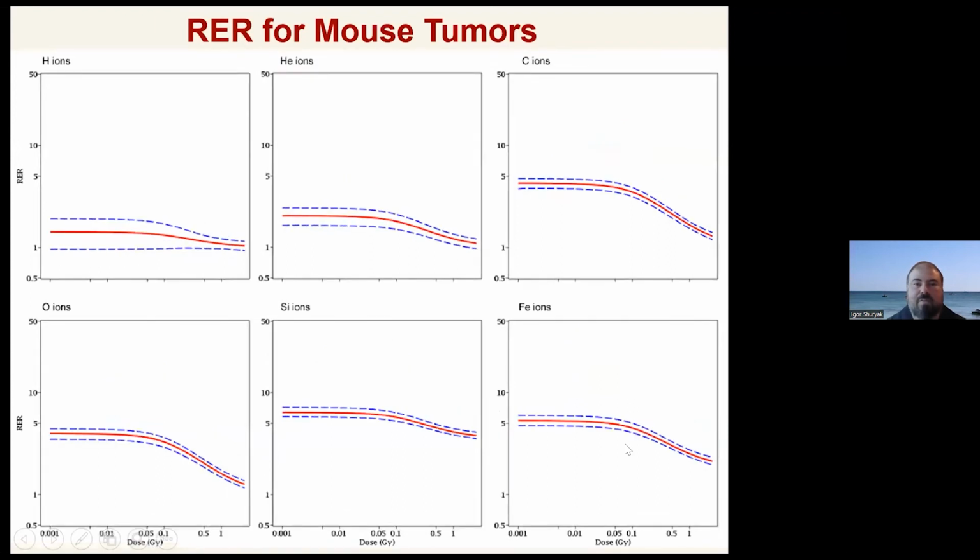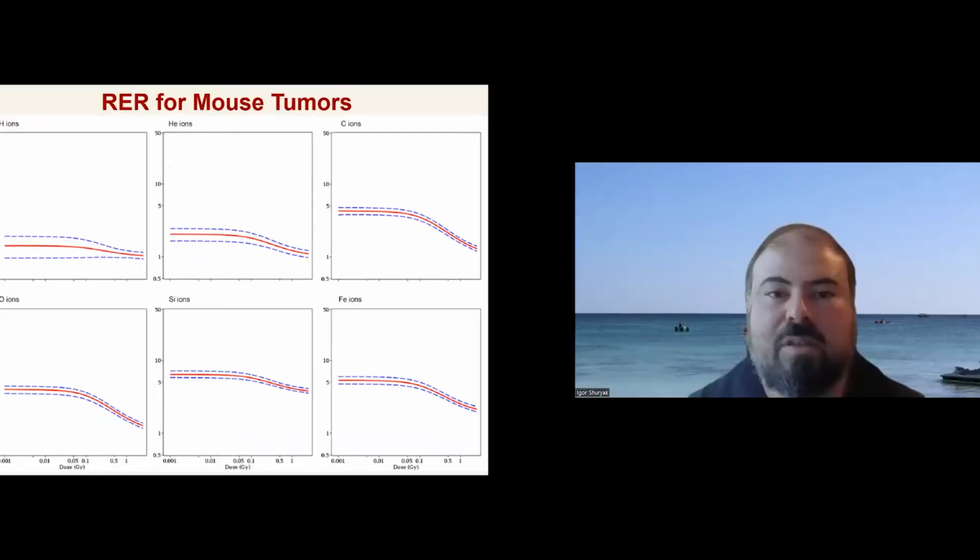And then for comparison, these are the RER. So these are the vertical scaling ratio estimates of the dose responses. And these are somewhat different and generally lower than the RBE. And they're also dose dependent, but less curved than the RBE estimates. And also highest for silicon and iron ions, but here the values are between 5 and 10.